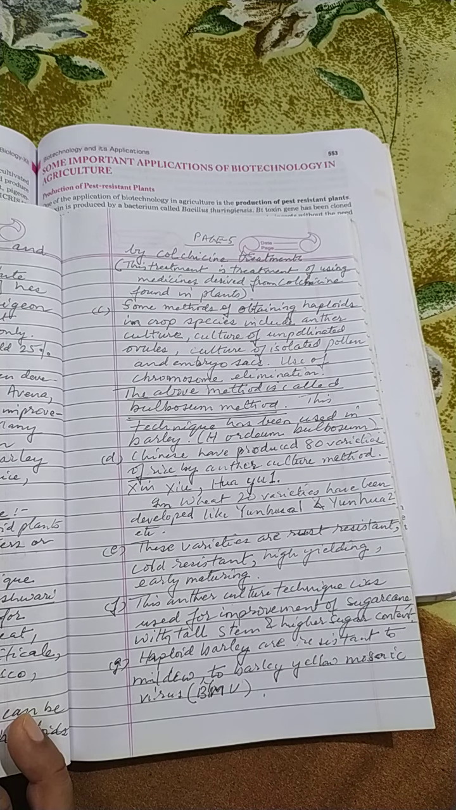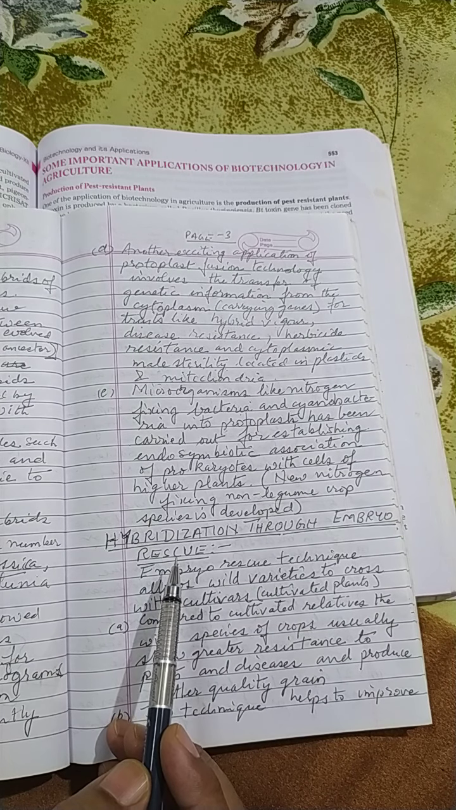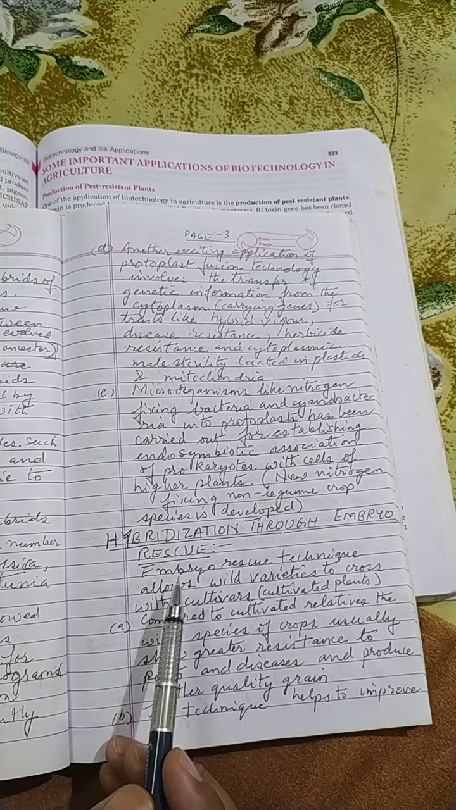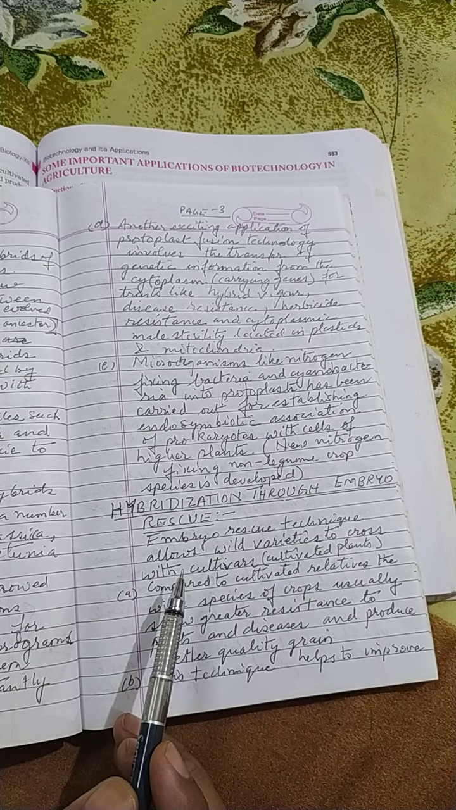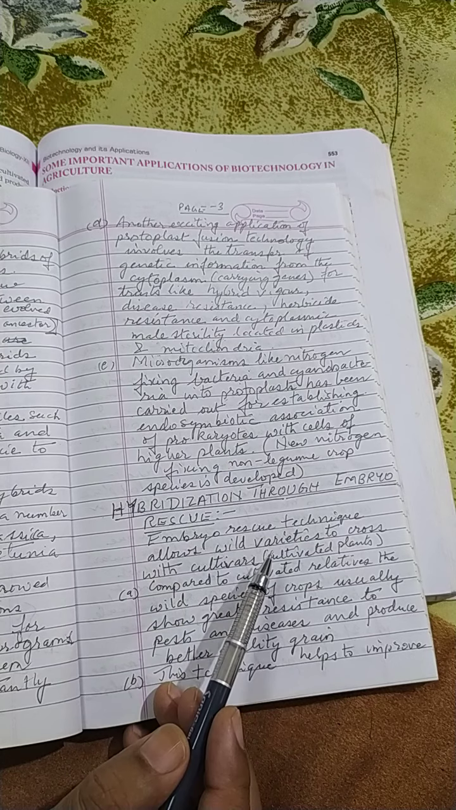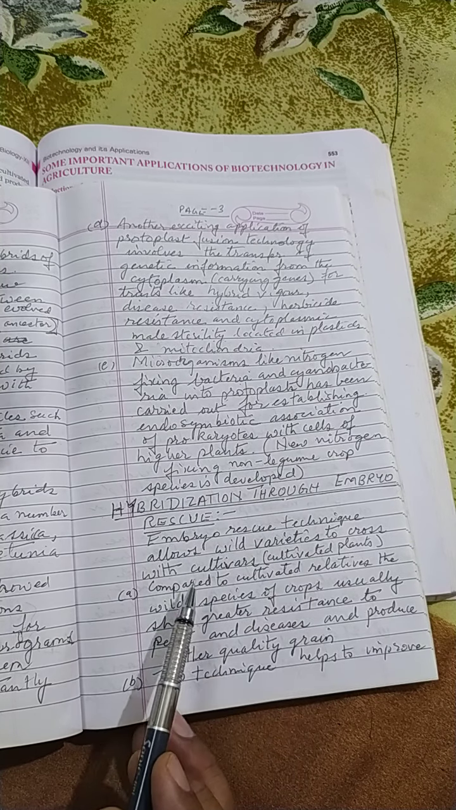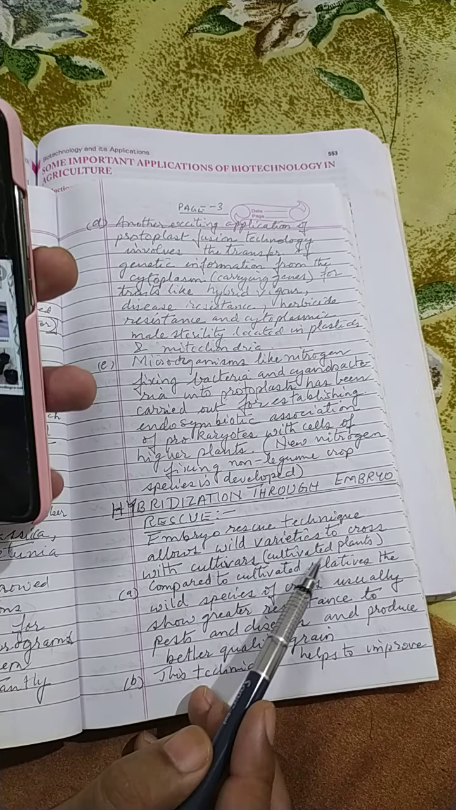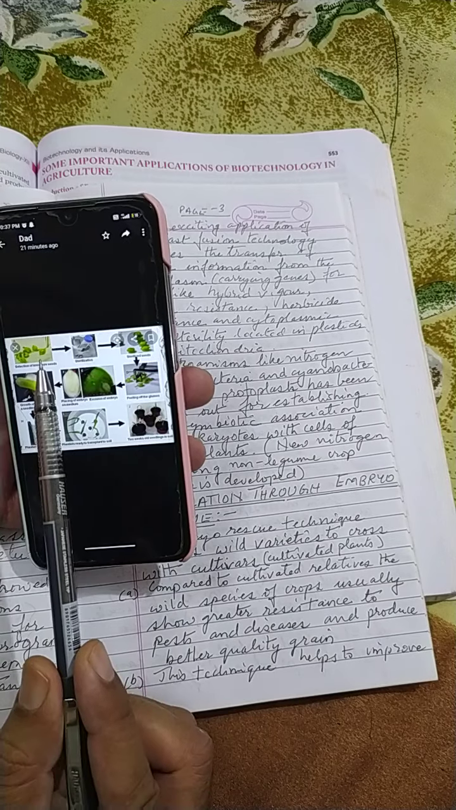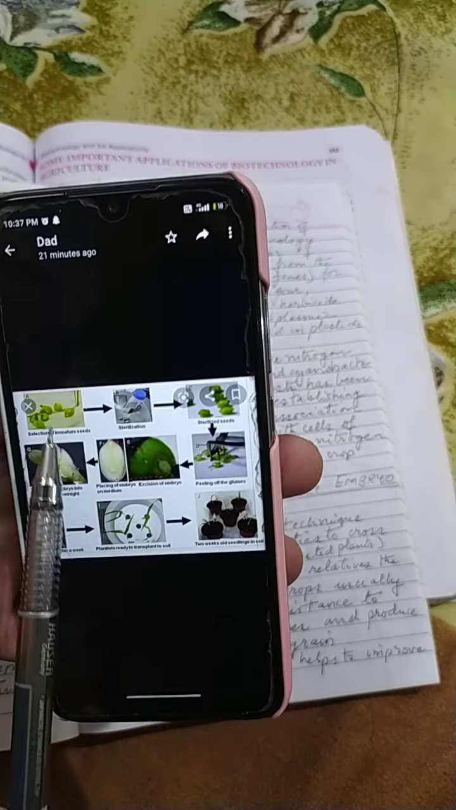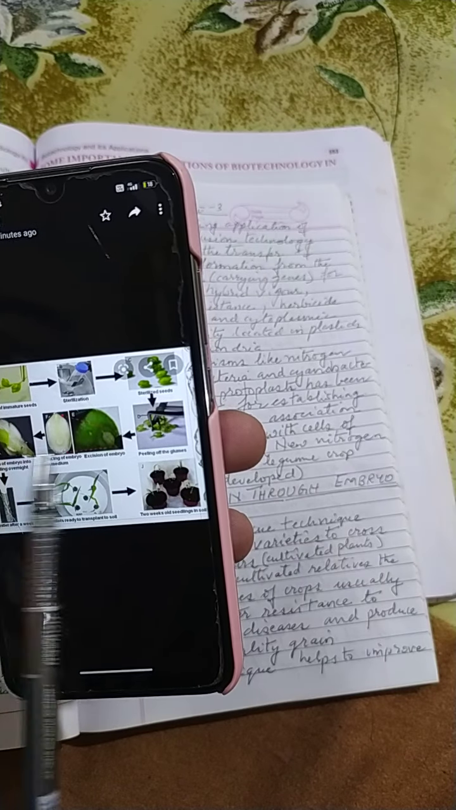We see that hybridization through embryo rescue technique has been followed. In embryo rescue technique, this allows wild varieties to cross with the cultivated plants. Here we see that the wild variety is crossed with the cultivated plants.